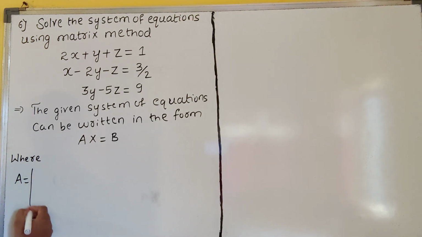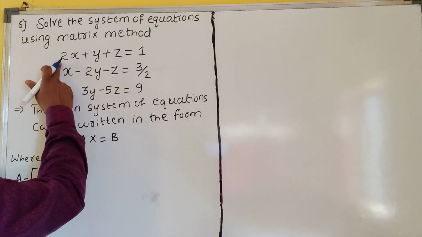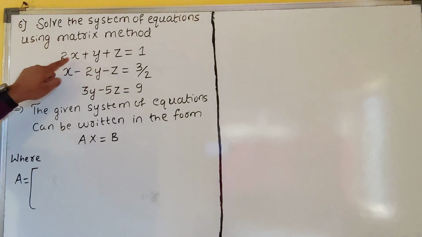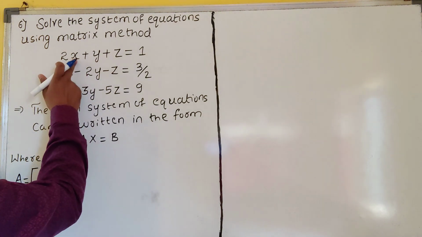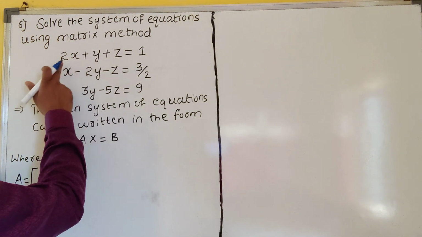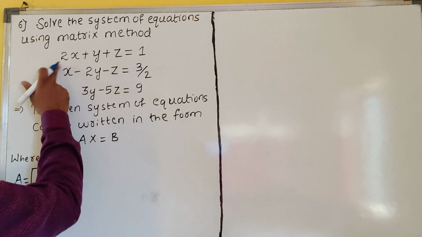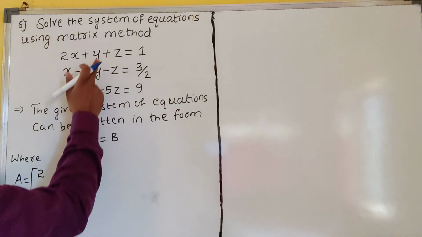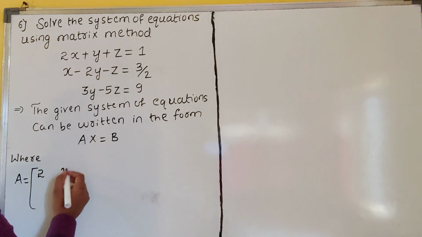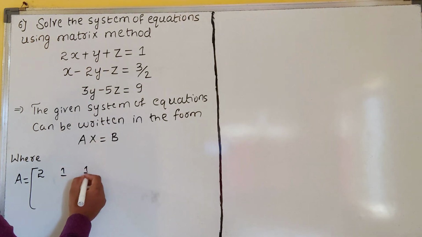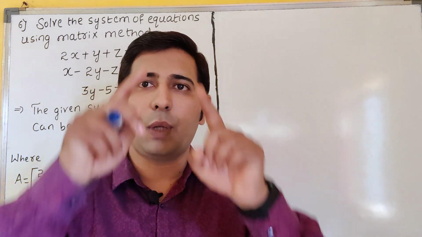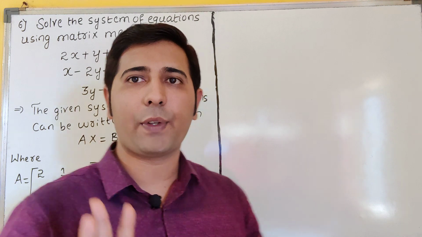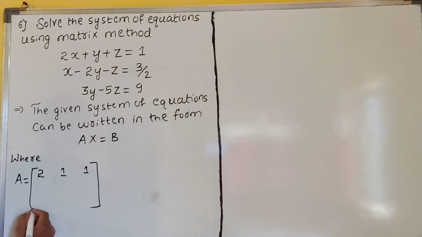A is, I will write here, dear students, the numbers related with x, y and z. Those numbers you have to write here. So the x coefficient is what? Coefficient means number only. The coefficient is 2. The y coefficient is 1. The z coefficient is 1, dear students. So I am using the square bracket. Can you observe here, dear students? Don't get confused. So now see, don't write determinant.